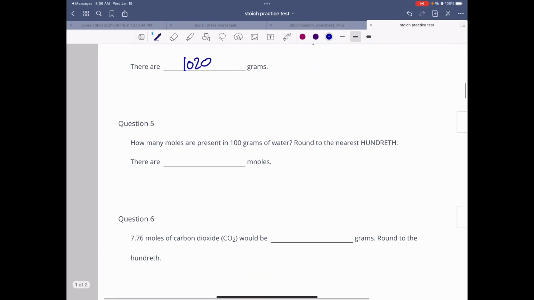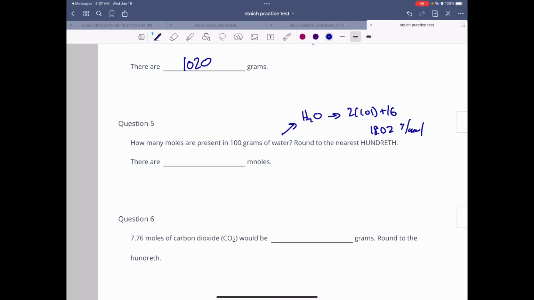Question 5, how many moles are present in 100 grams of water? All right, so again, we got to figure out the molar mass of water. Water is H2O. So we got 2 1.01s, that's the H2, plus the 16 even, which is the O, and that's 18.02. Okay. So water is 18.02 grams per mole. We got 100 grams of it.